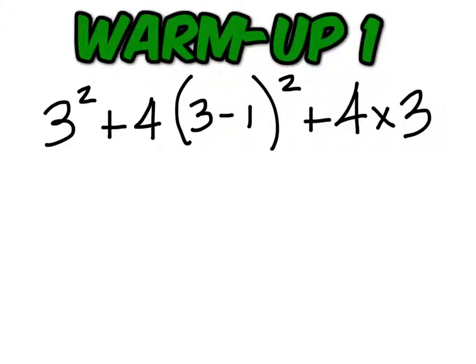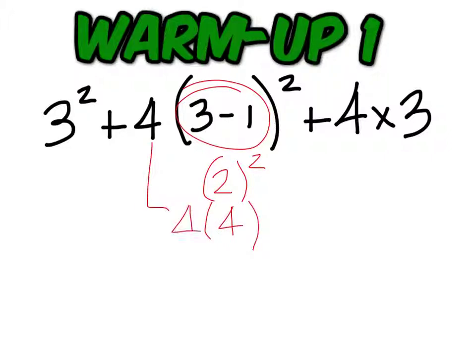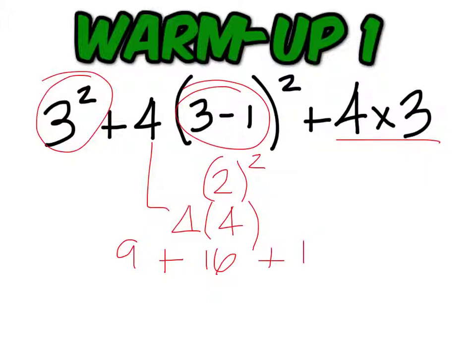For your answer for this one, you must start inside the parentheses and do 3 minus 1 to get 2, square that to get 4, multiply it by that 4 to get 16. This is a 9, not 6. 3 squared is 9. And then on the end, 4 times 3 is 12. If you add all of those up, you should come up with 37.